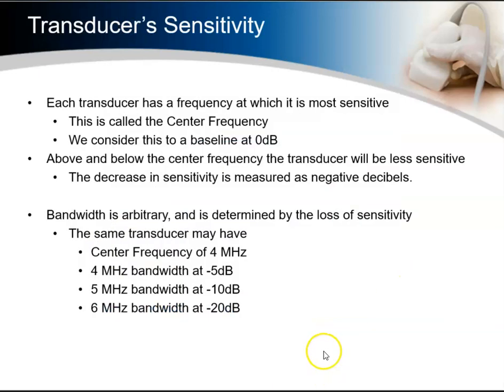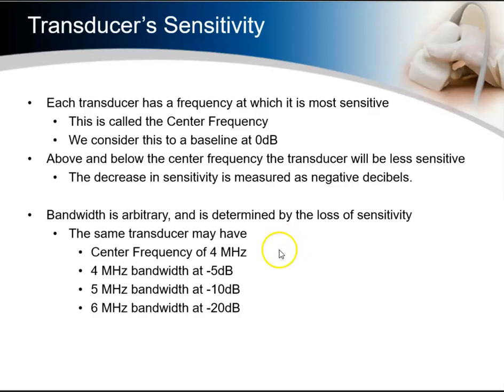Now let's move on to transducer sensitivity. Each transducer has a frequency at which it is most sensitive, and we call that the center frequency. We're going to say that that is baseline at 0 decibels. At frequencies above the center frequency and frequencies below the center frequency, the transducer will be less sensitive. And we measure that loss in sensitivity as negative decibels. The bandwidth is an arbitrary measurement and is determined by the loss of sensitivity.